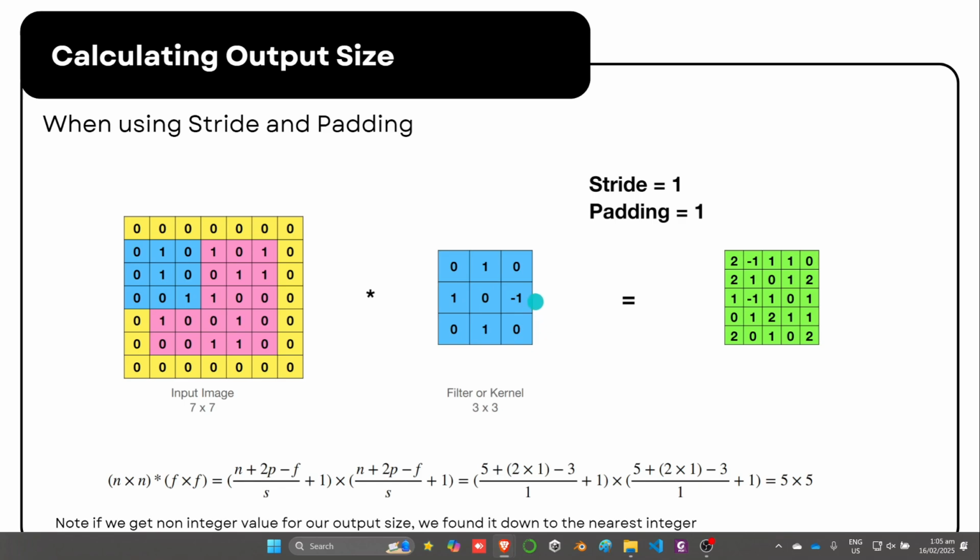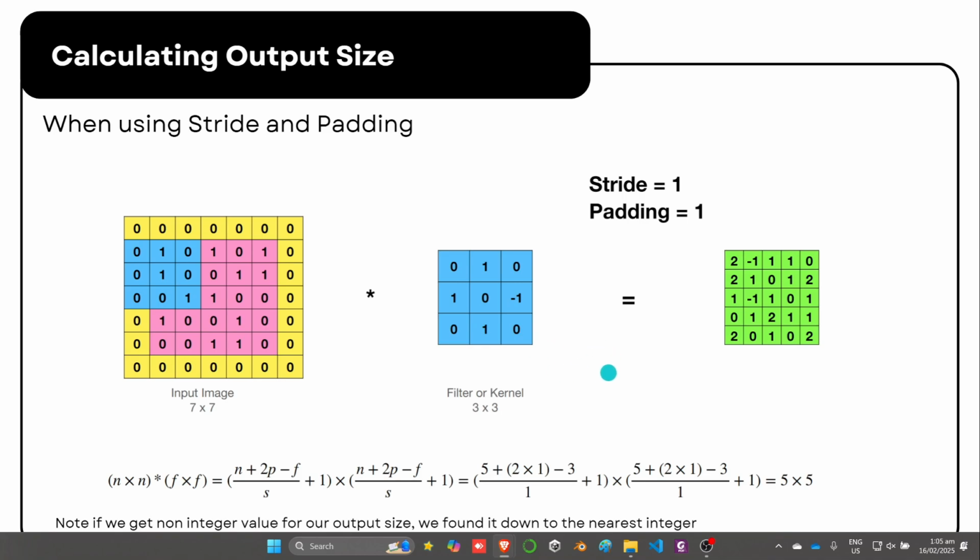It depends, no? It tends to be 3 by 3, 5 by 5, 7 by 7, 9 by 9. There was a standard size for filters, and typically we don't go too much bigger than those.